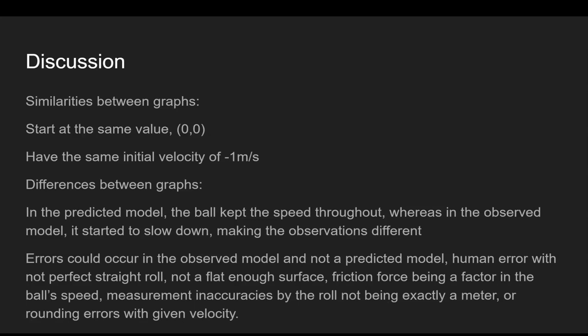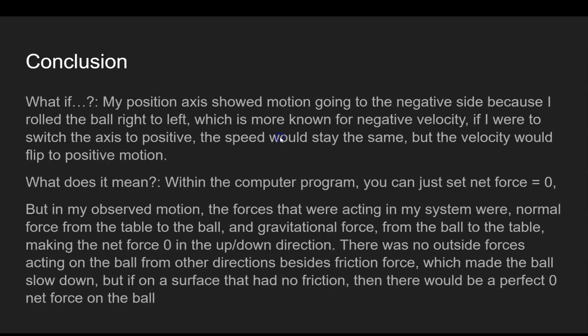There could be measurement inaccuracies by the ball not being exactly a meter, or the surface not being exactly a meter. Or there could be some rounding errors with given velocities in the system, so that those two graphs would be completely different. But speaking of which, what if?